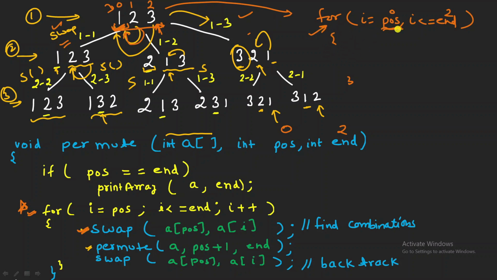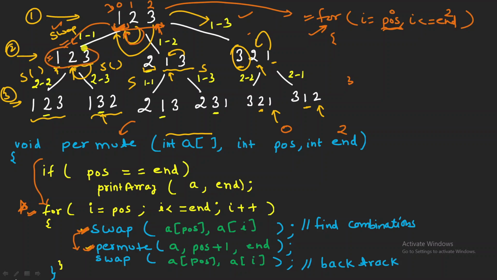And now here I cannot write 0. Why? Because the same loop, if you see, after swapping, I have to go down. That is, I have to permute. After swapping, I have swapped 1, then I have to go down. For that, this is the permute function, which is calling itself again and again. And then when I come here, if I write i equal to 0, then it will start from here.